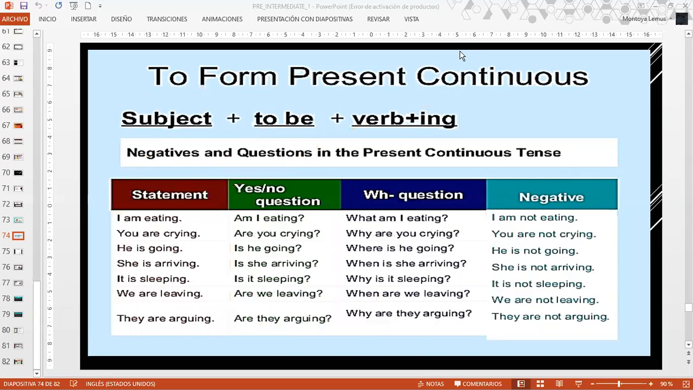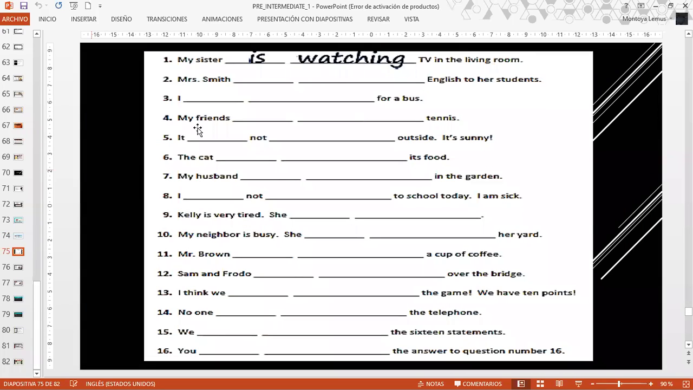Any question here with the structure for present continuous? Hello? No questions? No questions, sir. No questions. Okay, let's see. I have an exercise for you here. You have this in WhatsApp already. To complete the sentences using the correct form of be and a verb. Okay.